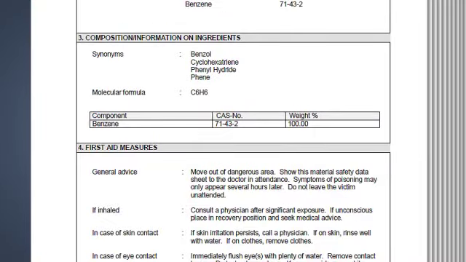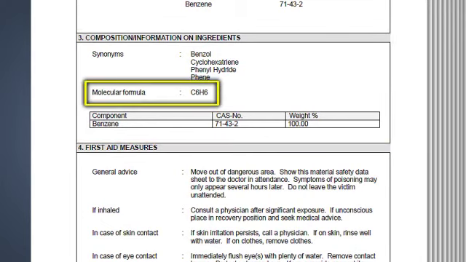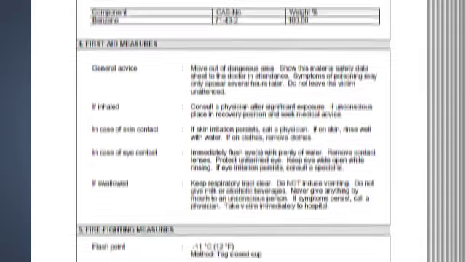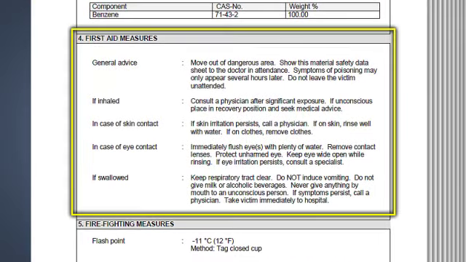Section 3. Composition information on ingredients. Lists the chemical's ingredients and the concentration of the ingredients. Section 4. First aid measures. Includes important first aid information in case someone is exposed to the chemical.